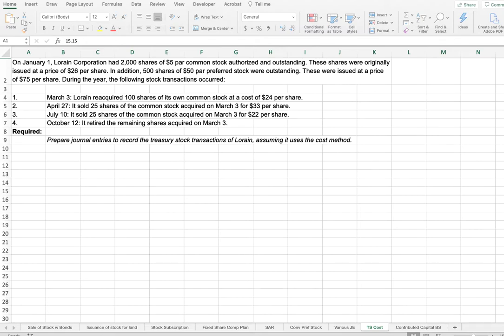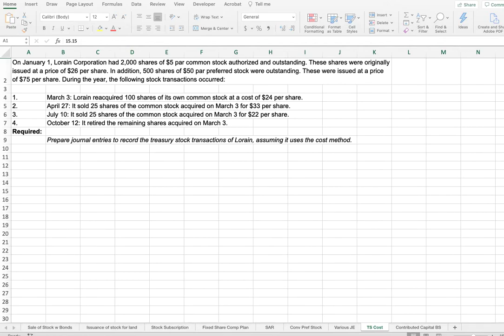Treasury stock transaction problem. On January 1st, Lorraine Corporation had 2,000 shares of $5 par common stock authorized and outstanding. These shares were originally issued at a price of $26 per share. In addition, 500 shares of $50 par preferred stock were outstanding. These were issued at a price of $75 per share. During the year, the following stock transactions occurred.